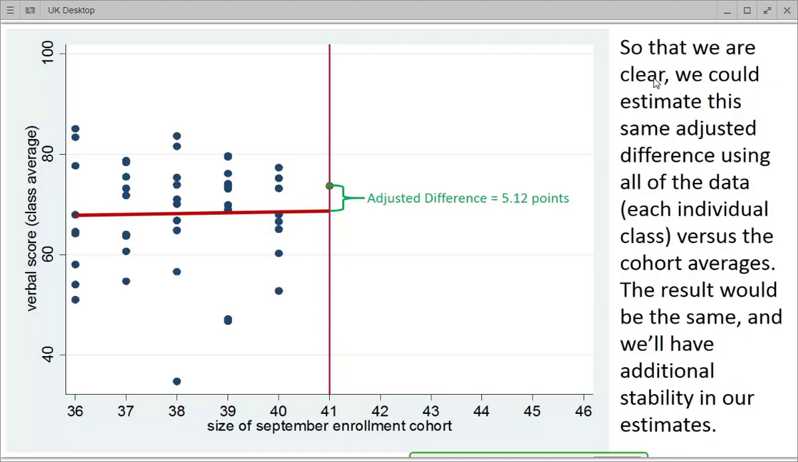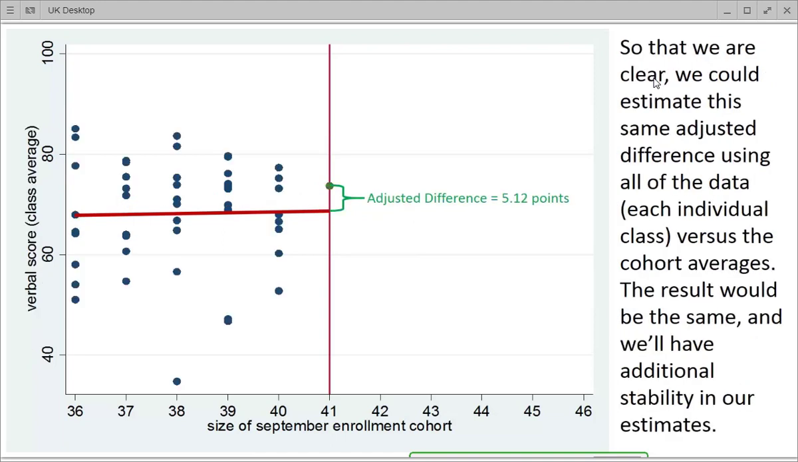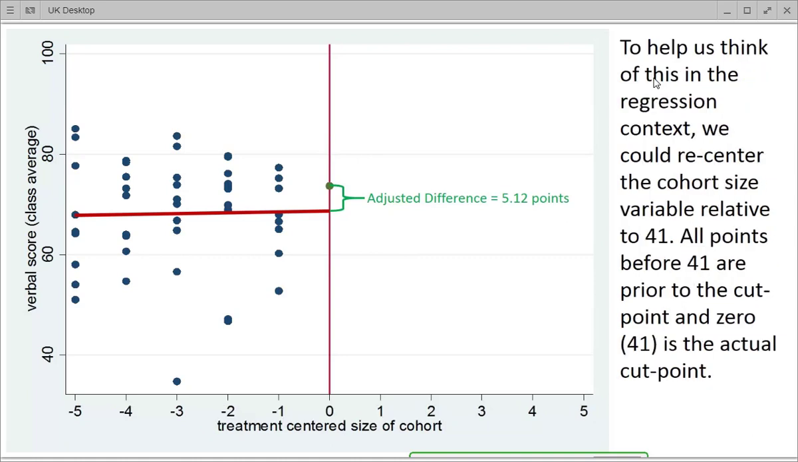And just to be clear, we estimate that adjusted difference using all of the data points. What I displayed for you on the previous slide is just within each cohort, everything condensed down to the mean so that you can pick out the trend a little more clearly. If we just use the aggregated means, we'd get the same result, but we'd have a lot more noise because we have fewer observations as well.